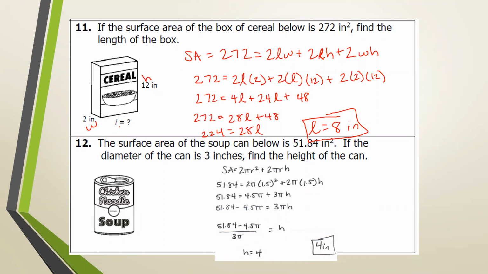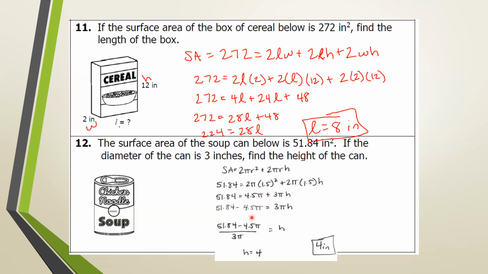Okay, your work might be ever so slightly different than mine if you didn't save your rounding for the very last step. But you should have definitely plugged in your 51.84 for your surface area. If the diameter was 3, that means your radius is 1.5. And you simplify all of that, and you got 4.5 pi plus 3 pi h. You could have typed 4.5 pi into your calculator and rounded it. And if you did, you had some decimal answer that you subtracted from both sides.